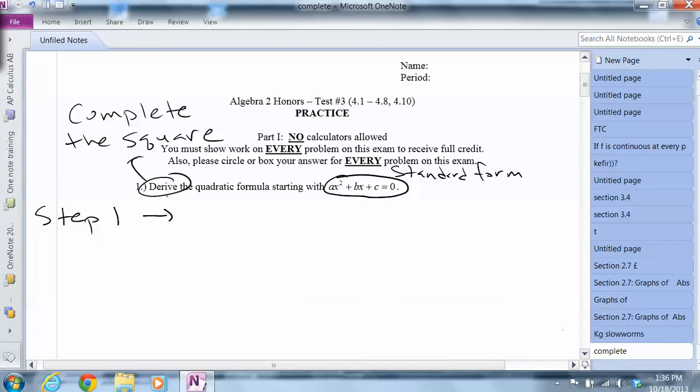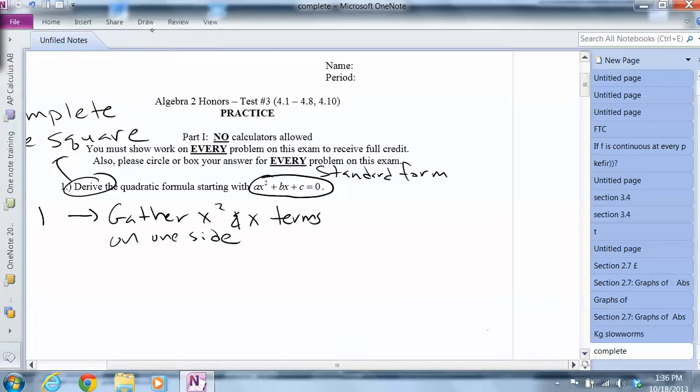Right. So what you want to do is gather the x squared and x terms on one side. So that should be the same from the notes yesterday when we talked about 4.7. Gather x squared and x terms on one side. So in this case, you get ax squared plus bx equals negative c. That's an easy step, right? That'll be 1 point. So at least you're on the right track.